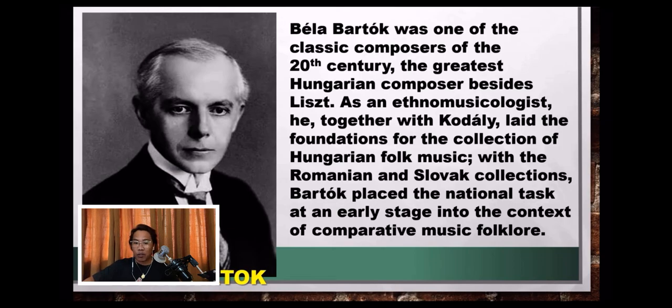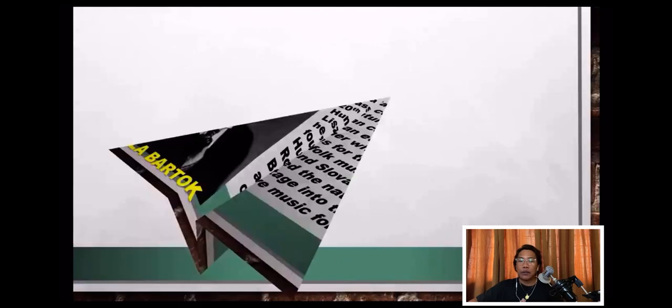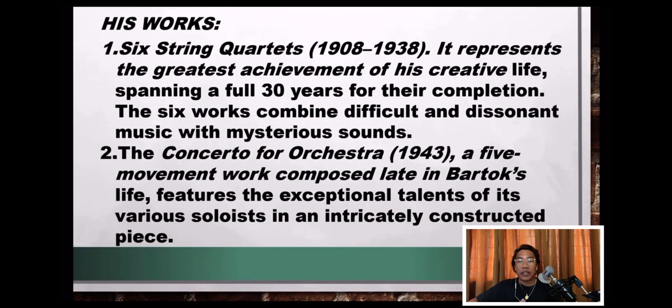comparative music folklore. His works include the six string quartets, begun in 1908 and finished in the year 1938. They represent the greatest achievement of his creative life, spanning a full 30 years for their completion. The six works combine difficult and dissonant music with mysterious sounds. The second one is the Concerto for Orchestra in 1943.